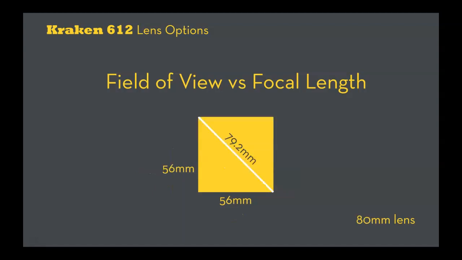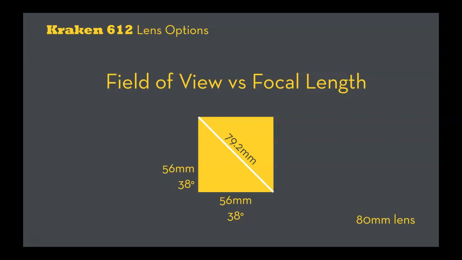So let's take a look at medium format, because the Kraken is a medium format camera. So we have 56 millimeters by 56 millimeters. And that's the actual image size on most 120 cameras, what we would call a 6x6 or a square format camera. Well, that diagonal is 79.2 millimeters. So we're going to put on an 80 millimeter lens. And what's the lens that you see on all those Hasselblads? 80 millimeter lens.